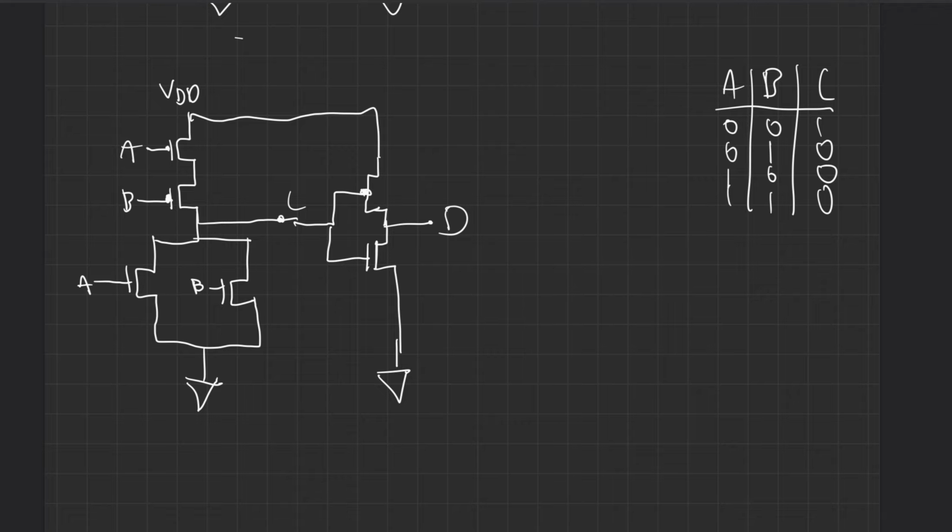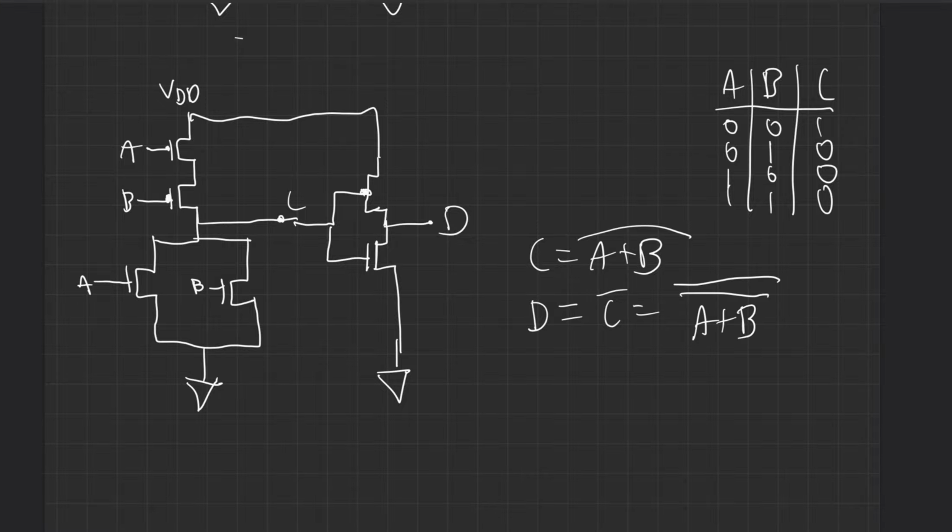I'll just use different notation just so you get familiar with it. But D is not A or B. I messed up again. C is not A or B. D is not C. D, not C, is not A or B, is equal to A or B.